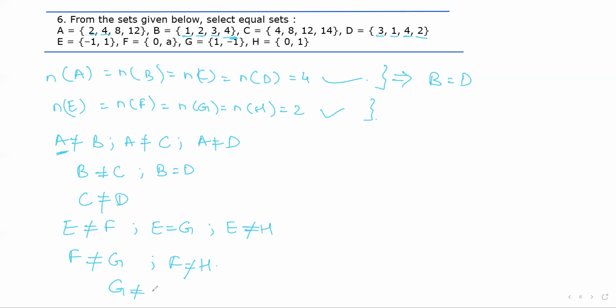So the only two pairs of sets that you found equal were B = D and E = G. That concludes this exercise. We'll continue in the next class.